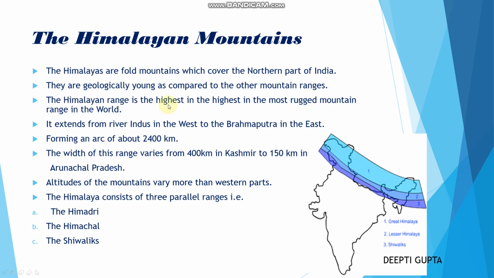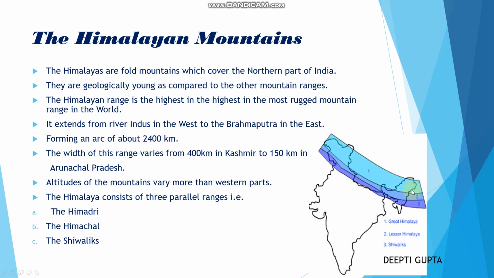The Himalayan range is the highest and the most rugged mountain range in the world. It extends from river Indus in the west to the Brahmaputra in the east. So here we have river Indus. From here it moves towards this particular area. Here we have river Brahmaputra, forming an arc of about 2400 kilometers.